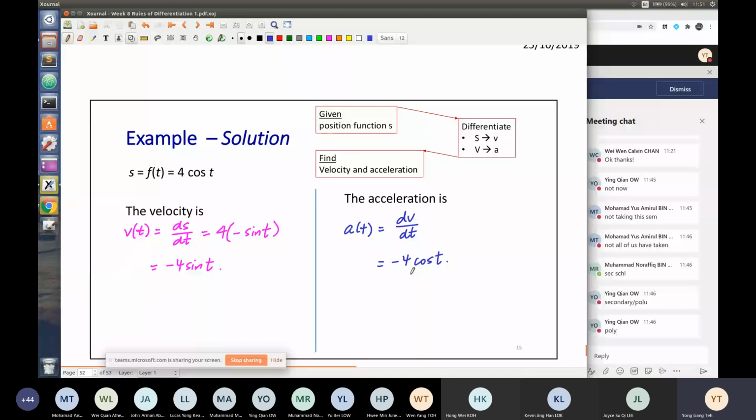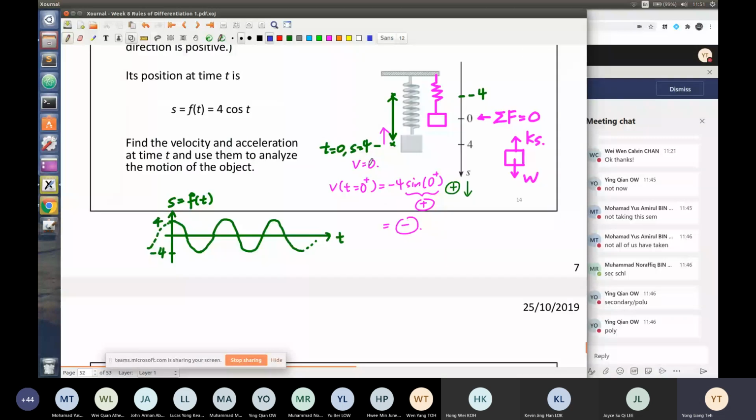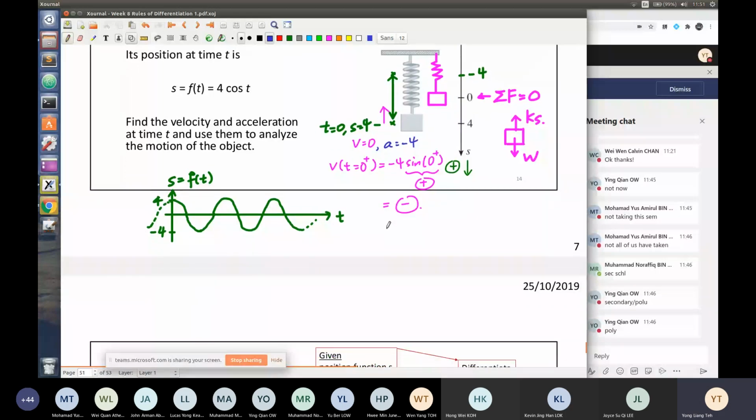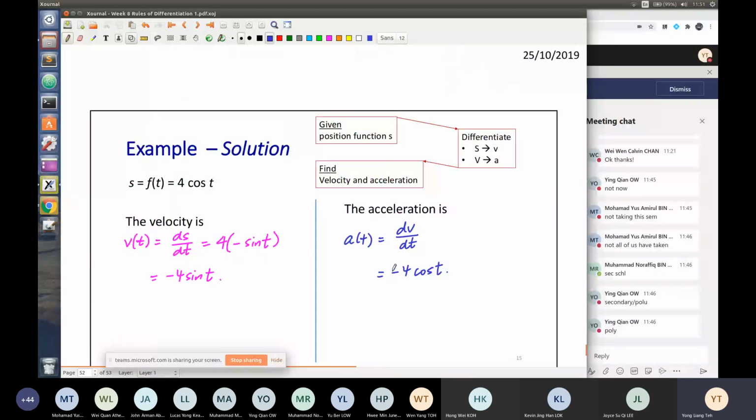Some of you may be wondering, why is it that acceleration is actually minus 4 times 1 when t equals 0? If you inspect this, minus 4 cosine t, what happens at t equals 0? At t equals 0, s equals 4, v equals 0, but the acceleration equals minus 4, because it's minus 4 cosine 0. Cosine 0 is 1. So acceleration at t equals 0 is minus 4.